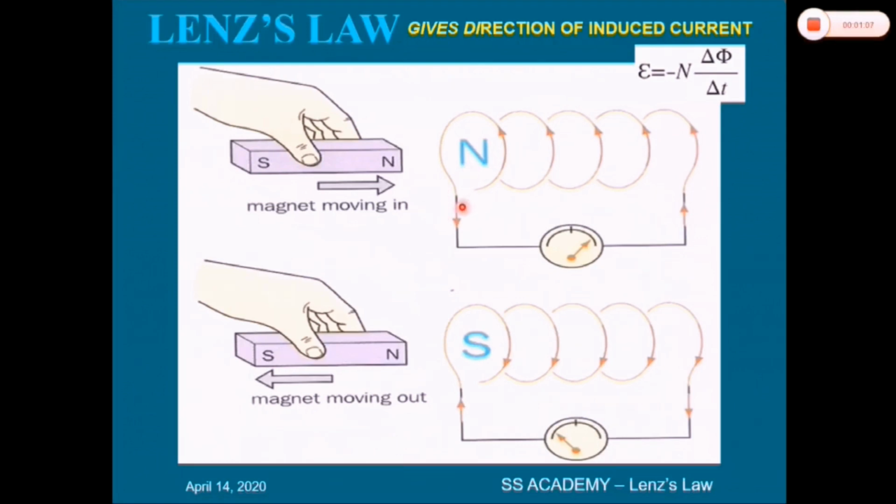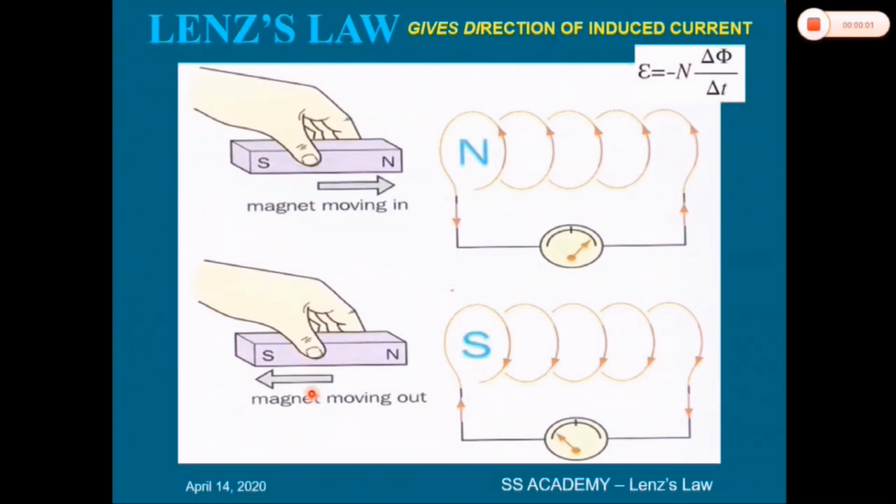Now, according to the basic law of magnetism, we know that like poles repel each other. Then what will happen? There will be a force of repulsion between two north poles. So the coil repels the incoming magnet, and thus an induced current opposes the change in flux.